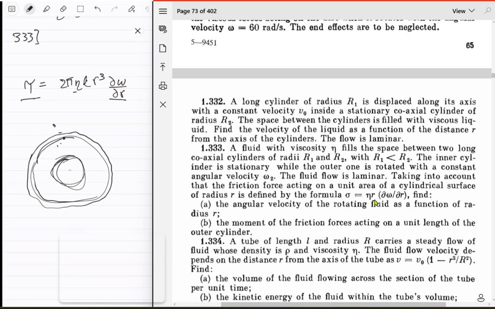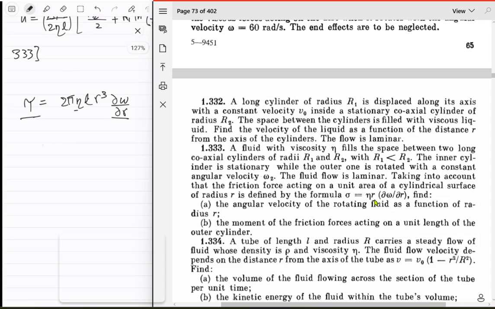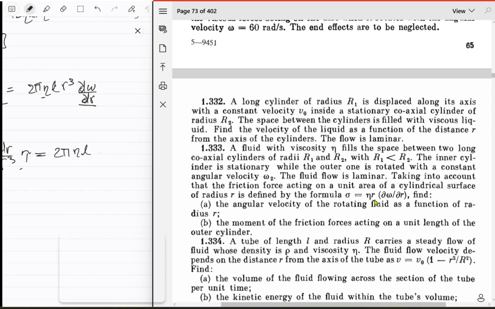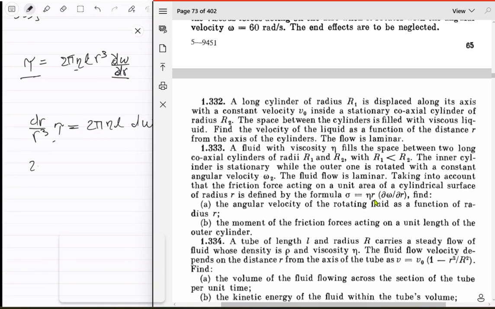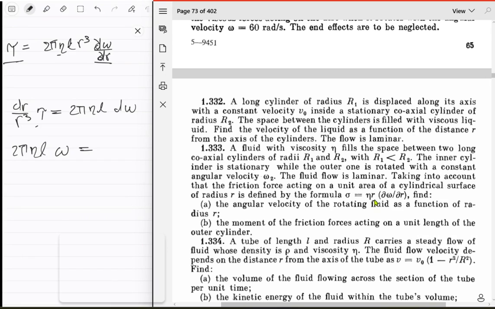Anyway, all we care about is that this is a constant, right? What does that mean? I just write this as d omega upon dr. So dr upon r power 3 times tau is equal to 2 pi eta L times d omega. So 2 pi eta L omega is equal to, so actually the change in omega, right? So from where to where are you actually going?